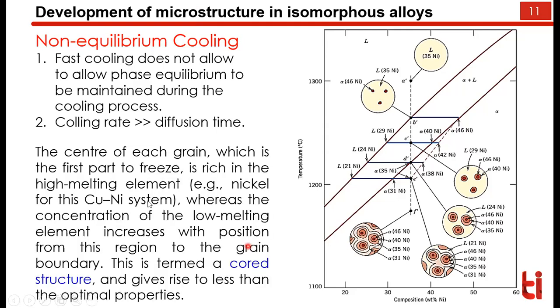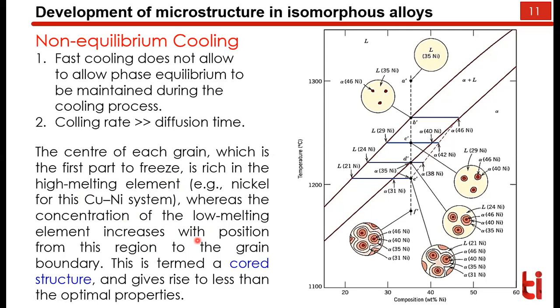So as I explained, the center of each grain, which is the first part to freeze, is rich in the high melting point element. So nickel solidifies first. The atoms accumulate first because of the highest melting point, so the inner part will be rich in that. Whereas the concentration of the low melting point element increases with position from the center region to the grain boundary. So from the center to the grain boundary, your copper concentration will increase, whereas nickel will decrease. Then you have a kind of structure that is a cored structure.